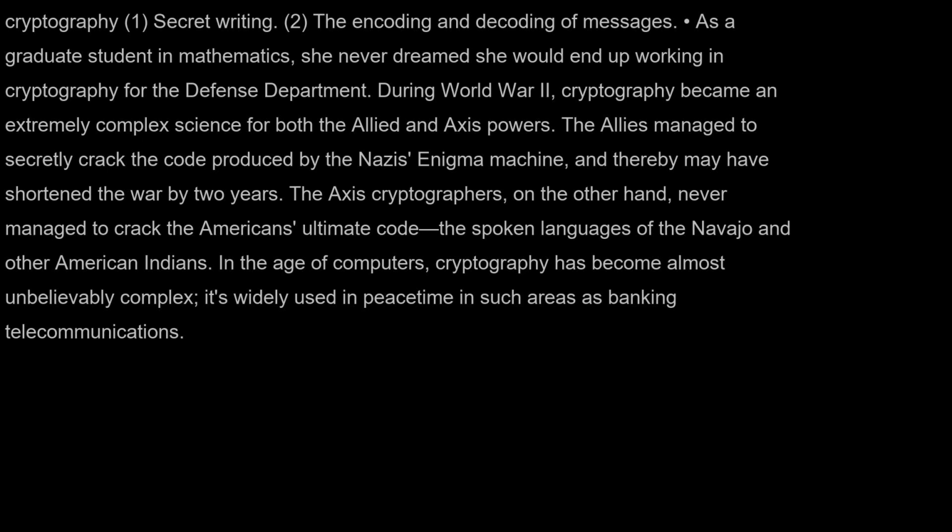During World War II, cryptography became an extremely complex science for both the Allied and Axis powers. The Allies managed to secretly crack the code produced by the Nazis' Enigma machine, and thereby may have shortened the war by 2 years. The Axis cryptographers, on the other hand, never managed to crack the Americans' ultimate code, the spoken languages of the Navajo and other American Indians.